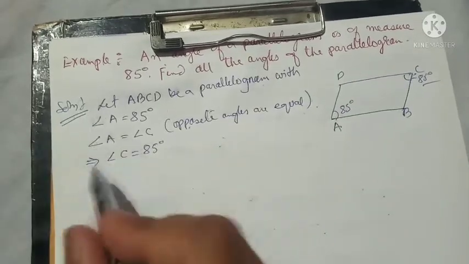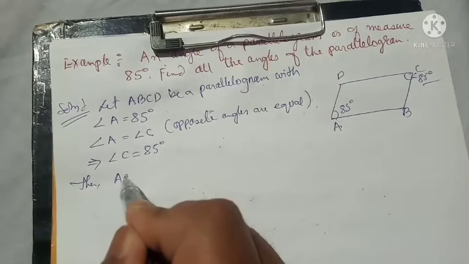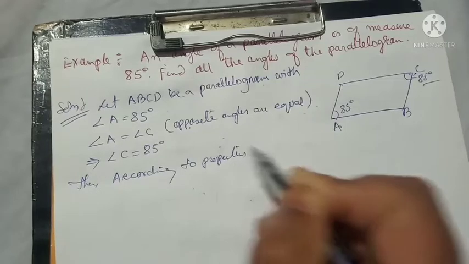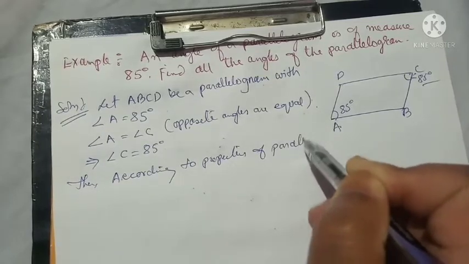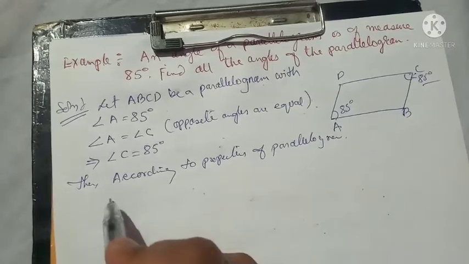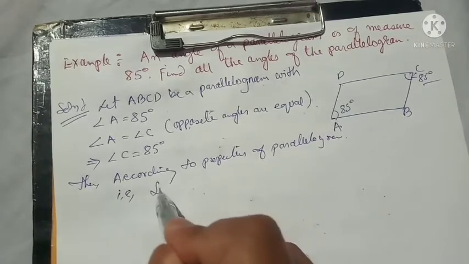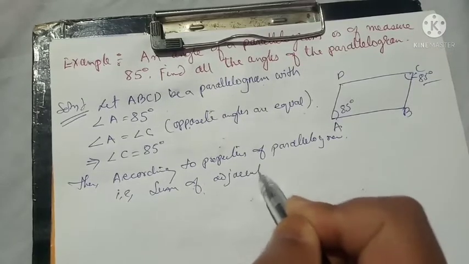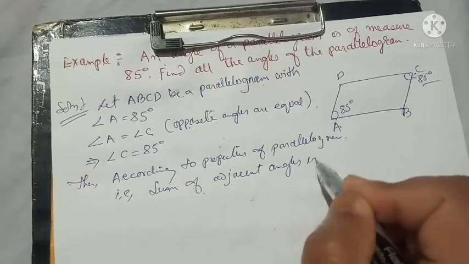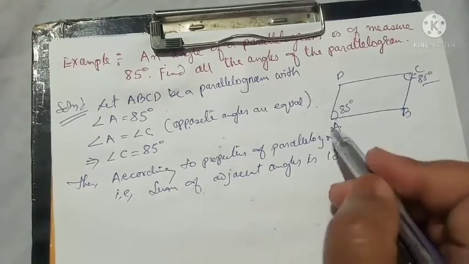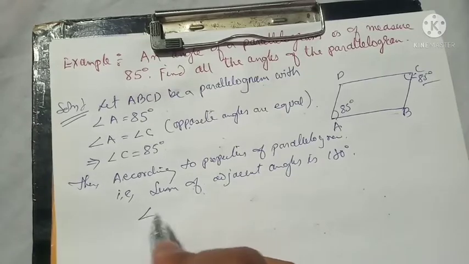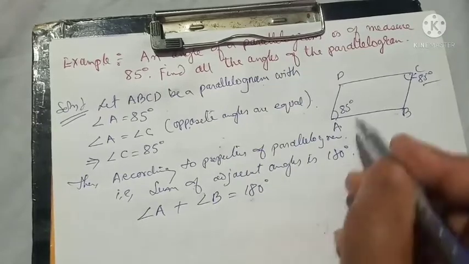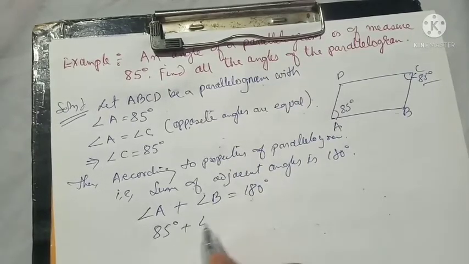So then, according to the properties of parallelogram, the sum of adjacent angles is 180°. Then we can take two adjacent angles, that is A and B. Angle A plus angle B is equal to how much? 180°. Then what is angle A? 85°. Angle B is equal to 180°.